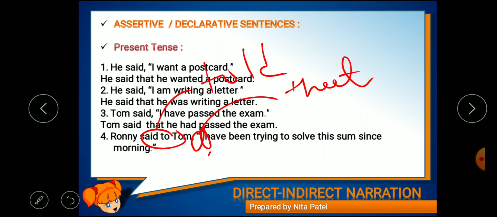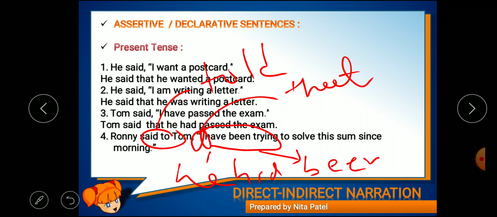Will convert I, that means first person pronoun, according to the subject. So Ronnie is the subject, so what is the pronoun for Ronnie? Yes, he. Now have been trying, present perfect continuous is used, so what will we use? Past perfect continuous. So have will become had, then been is there, and trying, this is the verb formula of the past perfect. Okay, now again let's see, look at this, to solve.